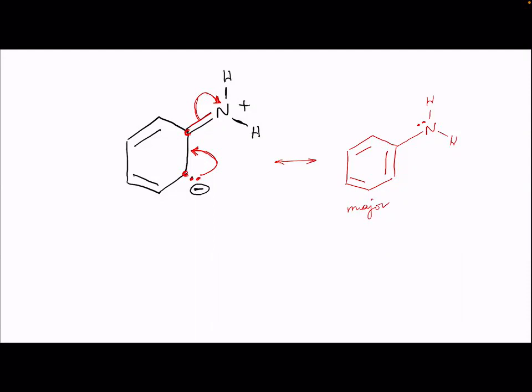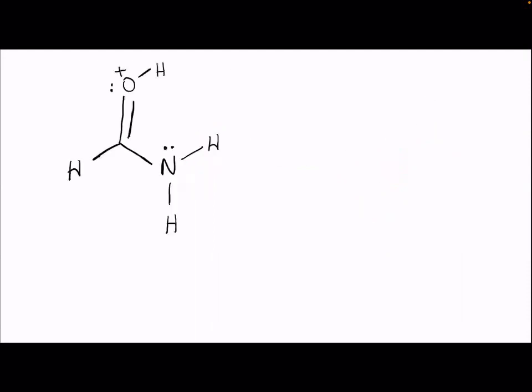All right, let's do one more example, which is slightly different. In this example, you see we have two lone pairs of electrons, a lone pair on the oxygen and a lone pair on the nitrogen, and we have the pi electrons. And we're trying to draw a major contributing structure. So I'm going to draw all possible contributing structures that we can have, and then we'll see which one is the major contributing structure.